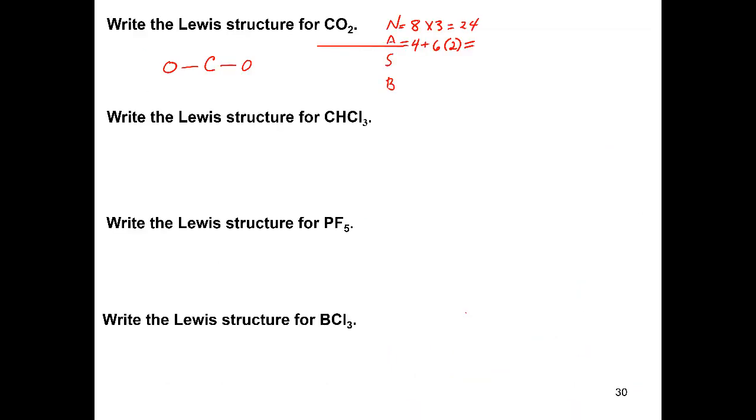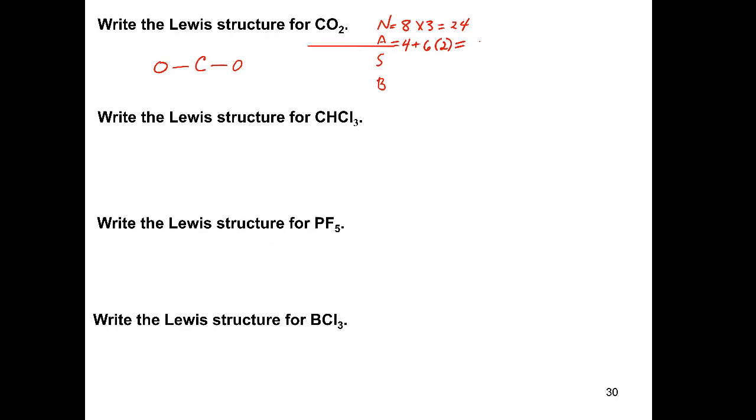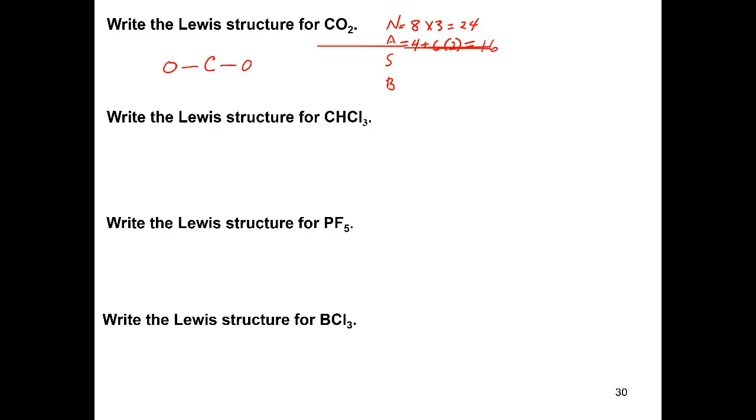So 6 times 2 is 12, plus 4 is what? 12 plus 4 is 16, right? Now I've got 24 that I need and 16 valence that I brought with me. I brought 6 from each oxygen, which is 12, and 4 from the one carbon. So to get the number of shared, I'm just going to say 24 minus 16 gives me 8 electrons. So I have to share 8 electrons.